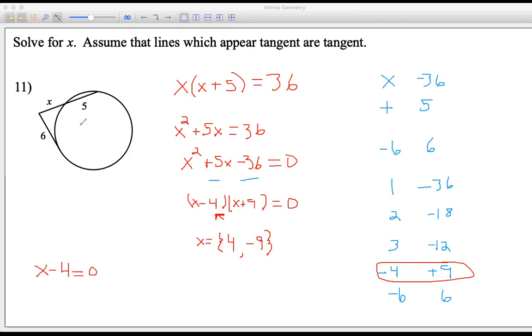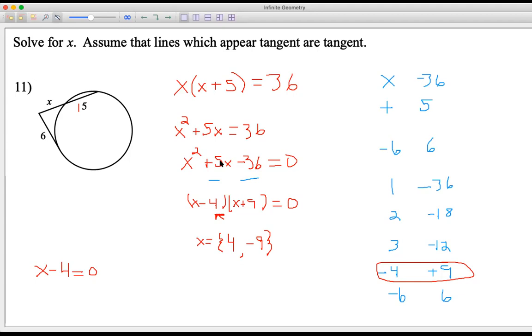Which one works? Now, if this had been a 15, it still couldn't have been -9, right? The nice thing about geometry, when there's a quadratic involved, is almost always you just eliminate the negative answers. So the answer is +4. You feeling better about that now? All right. Danny, how about you?